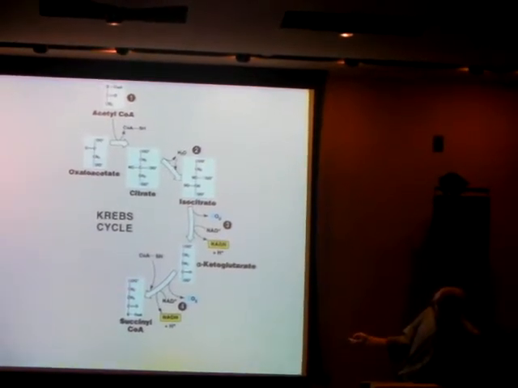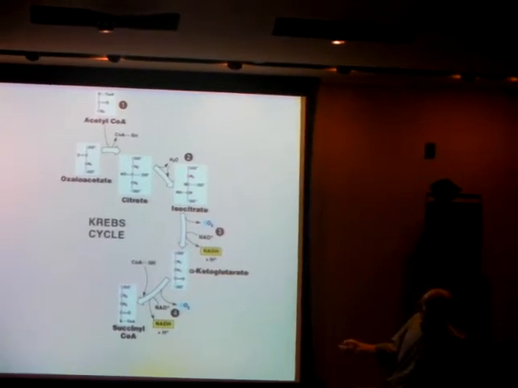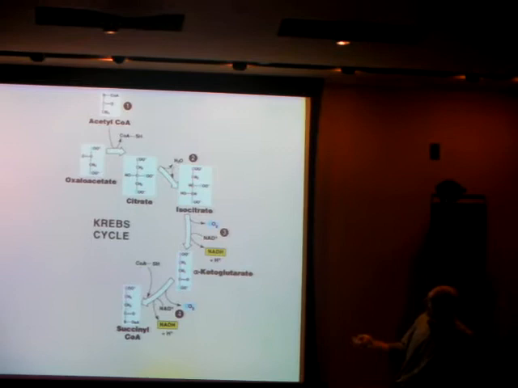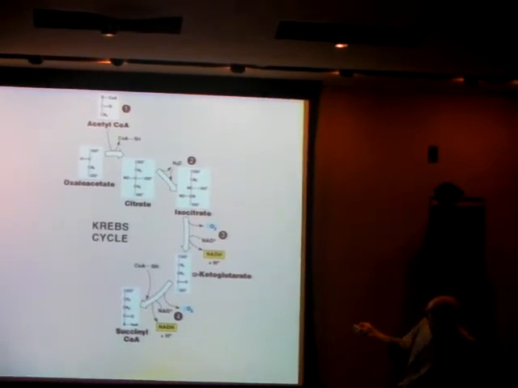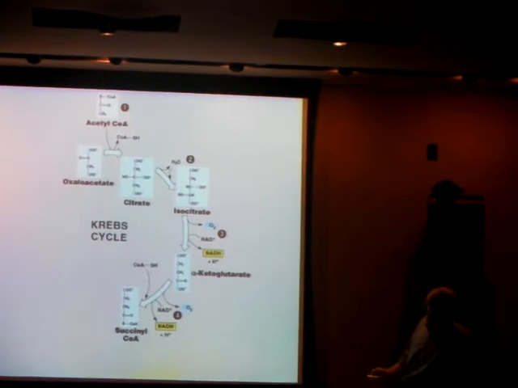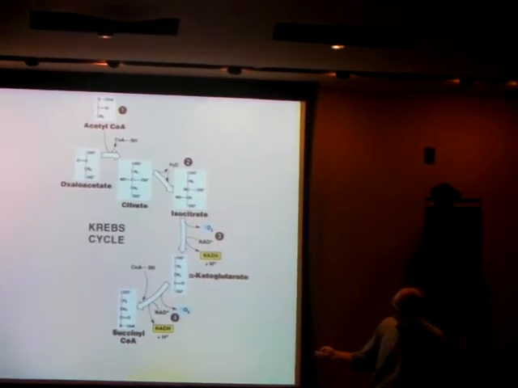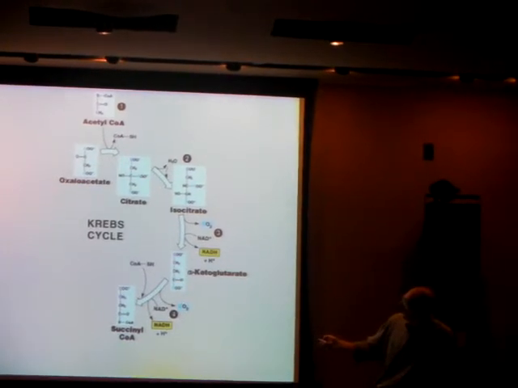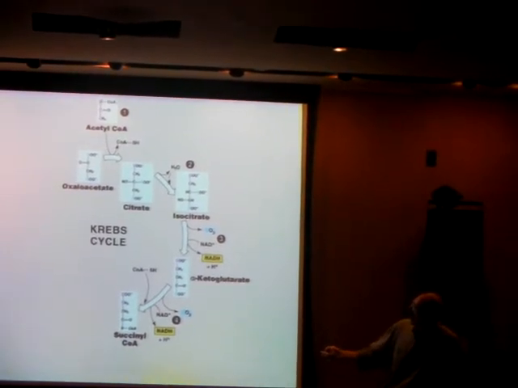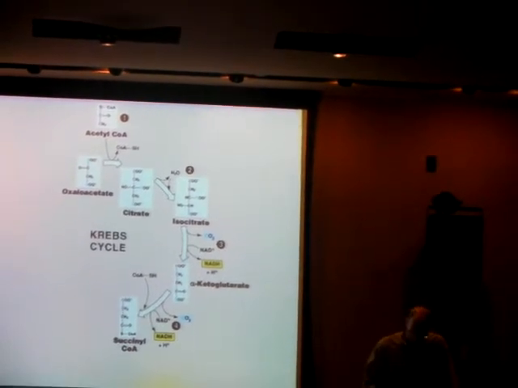So the next step also involves a decarboxylation and a reduction of NAD+. So we're generating two molecules of carbon dioxide here and two molecules of NADH. So the product of this is succinyl-CoA because CoA, again, coenzyme A, is used in this part of the cycle as well.